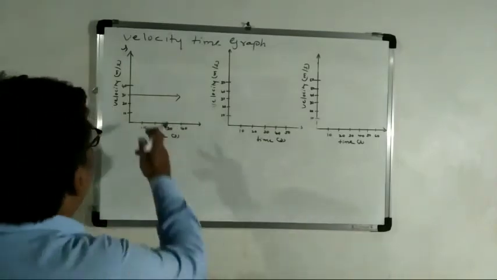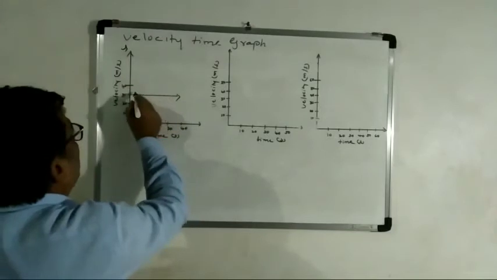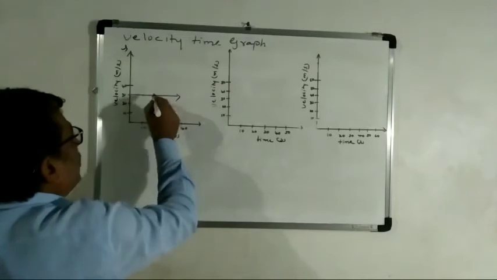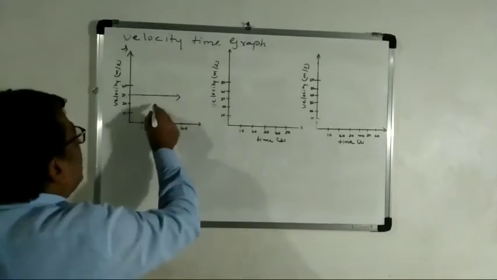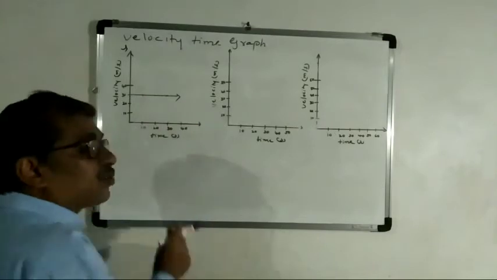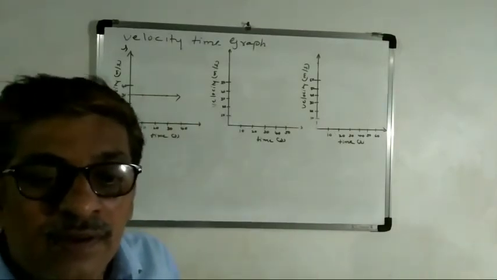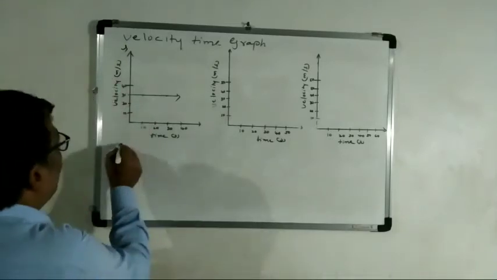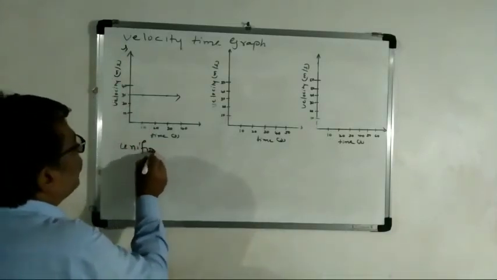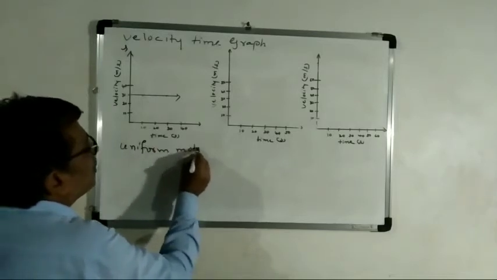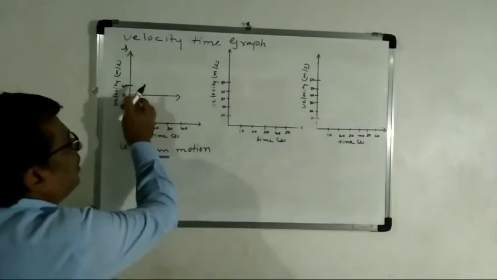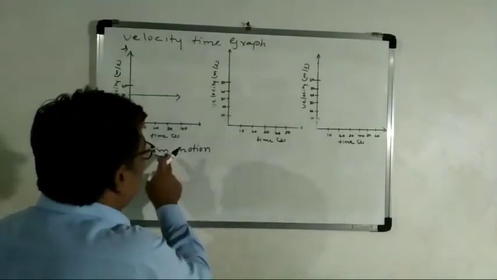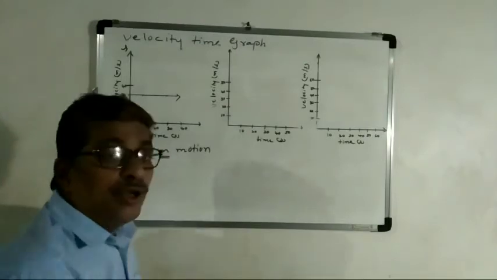But here, this one is velocity. Velocity at time 10 seconds is 30 meter per second, at 20 seconds it is 30 meter per second, at 30 seconds it is 30 meter per second only, at 40 also. So it means velocity is constant. Such a graph we call uniform motion. In the velocity time graph, a line parallel to the time axis, or the x-axis, is uniform motion.